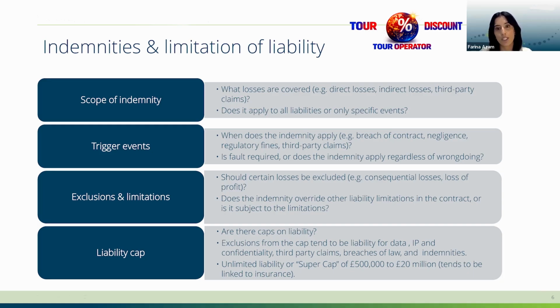Generally, when an indemnity comes to you and it's been drafted by the supplier, they're obviously going to draft it in as limited a way as possible. So they may well limit it to direct losses only. Whereas you, as the package organizer, are going to want the indemnity to cover all losses. And that would include things like loss of profits, expenses and costs.